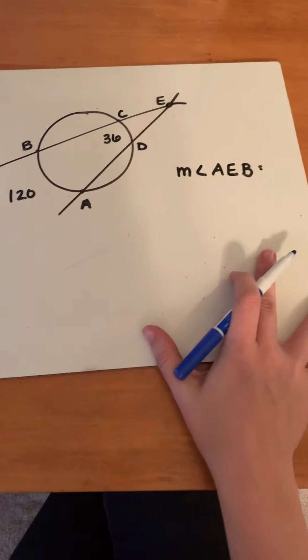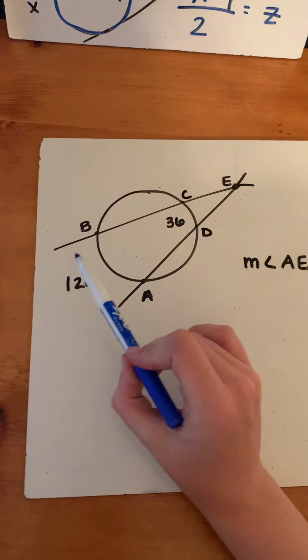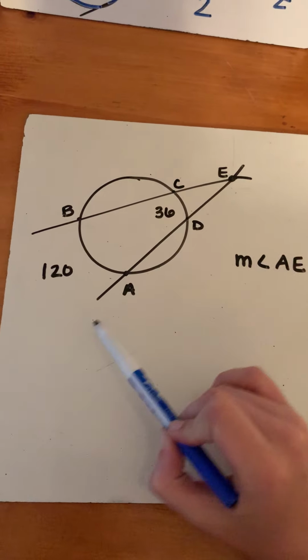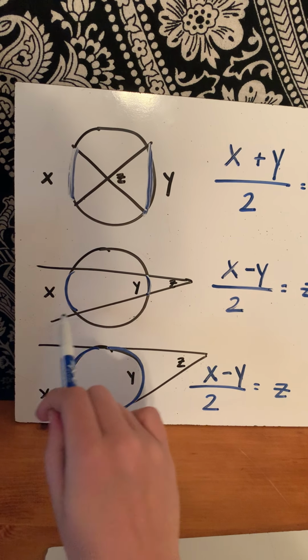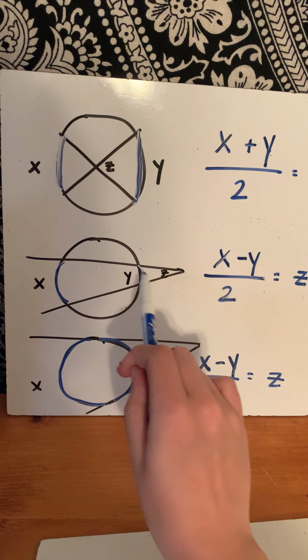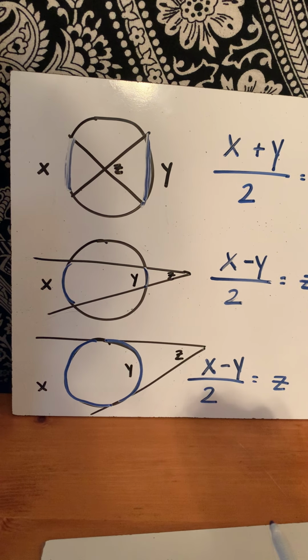Let's try another problem here. All right, up next we got this picture. I'm looking at those type of lines. I'm gonna call these secant lines because they go through the circle. So I'm gonna find my example here. Here's my example. So it says we take the bigger arc minus the smaller arc, divide by 2, and that gets my outside angle here.